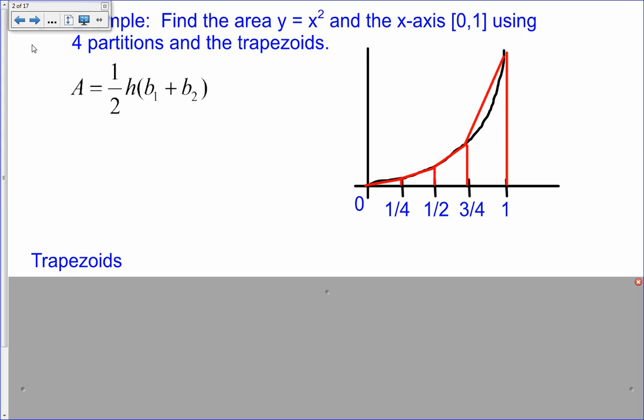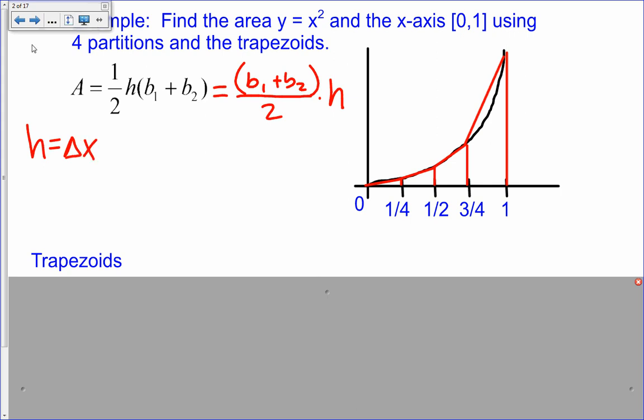So we have the area of a trapezoid, which we can also write as b1 plus b2 divided by 2 times h. It's the same equation, just written a little differently. So in this example, or in all situations where we're finding the area under a curve between the curve and the x-axis using trapezoids, the height is actually going to be delta x.